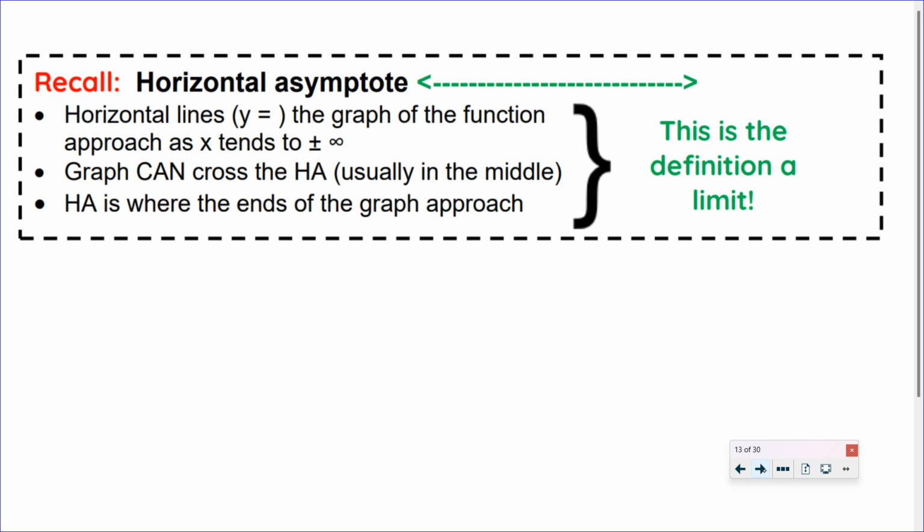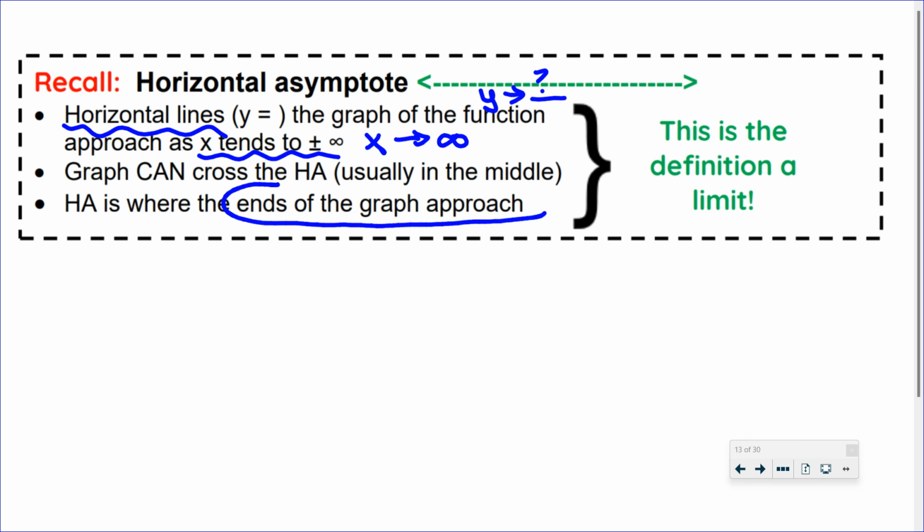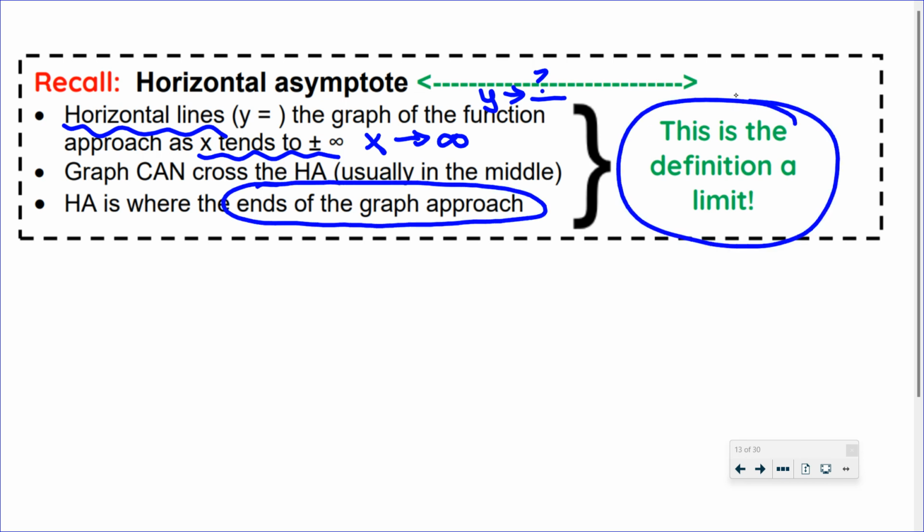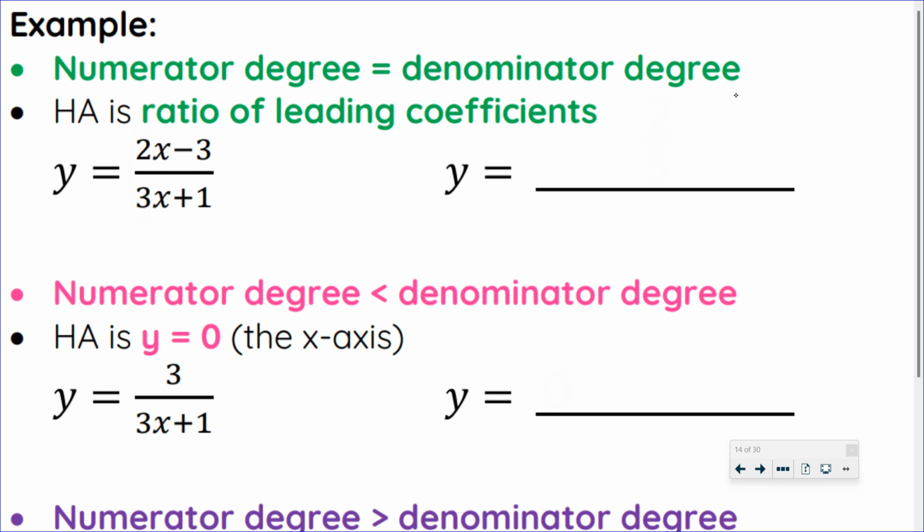Now, this should sound really familiar. It should sound like a horizontal asymptote. Let's review that. Horizontal asymptotes are horizontal lines, which means that they are y equals lines, that the graph of the function approaches as x approaches positive and negative infinity. Doesn't that sound like a limit? As x approaches infinity, where does y approach? That's really what a limit is. In fact, horizontal asymptotes, by their definition, is where the ends of a graph approach. That's also the limit definition from a graphical perspective. So if we can remember horizontal asymptotes from 30-1, we can use those for calculus.